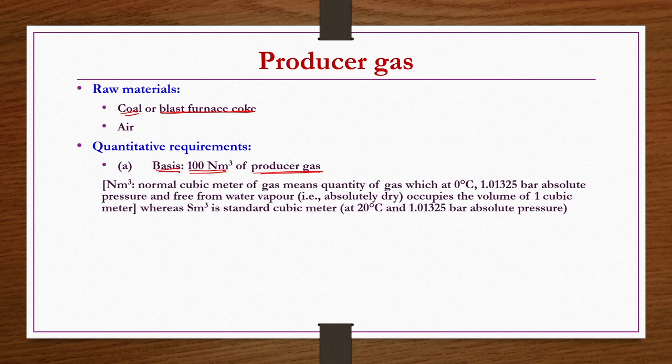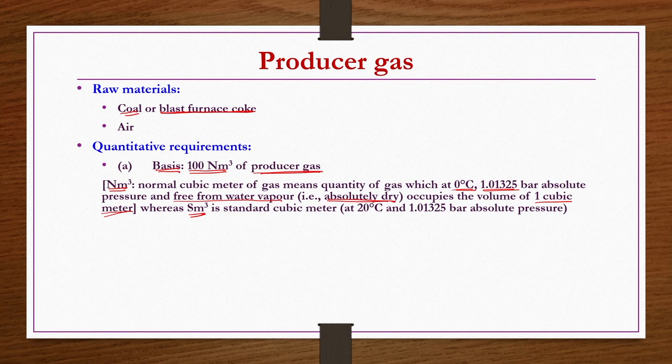So this Nm cube is normal cubic meter, and sometimes there is confusion between Nm cube and Sm cube. Nm cube is nothing but a normal cubic meter of gas, meaning the quantity of gas which at 0 degree centigrade, 1.01325 bar absolute pressure and free from water vapor, that is, on a completely dry basis, occupies the volume of 1 cubic meter. Because we know these gases, depending on the size of the container and the temperature and pressure at which we are storing, the volume changes.